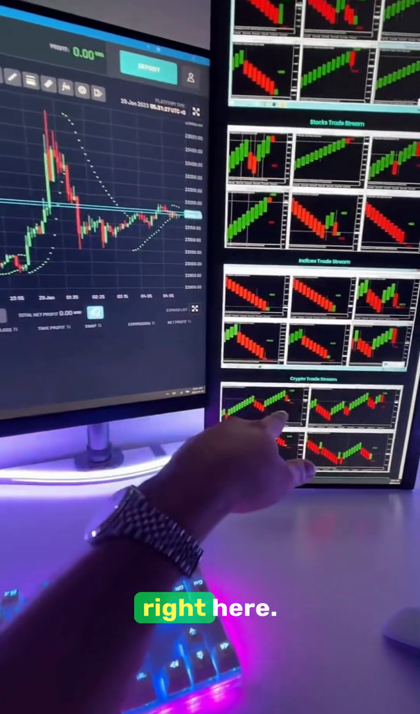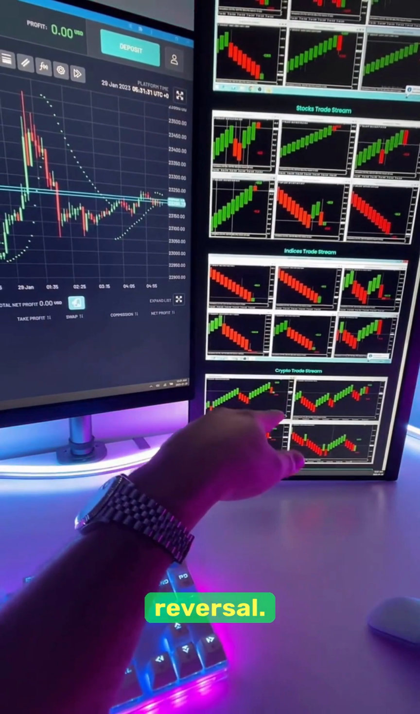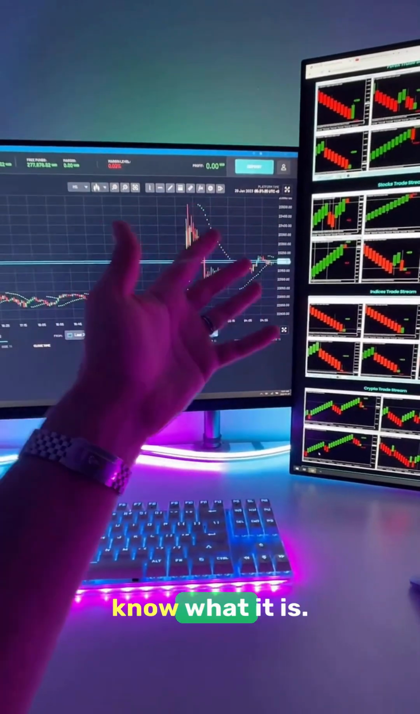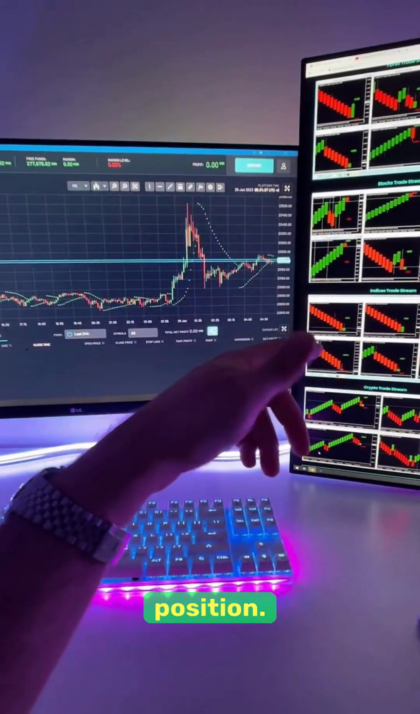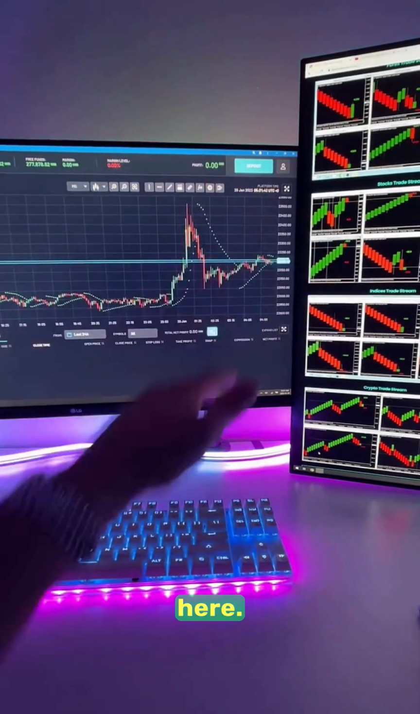So let's see. Right here, we can see that on the Bitcoin chart, we're getting this reversal. And we're getting a little bit of a pullback here. So you guys know what it is. I'm going to enter a short position. And let's just get started. Why waste time? So I'm going to enter a short position here.